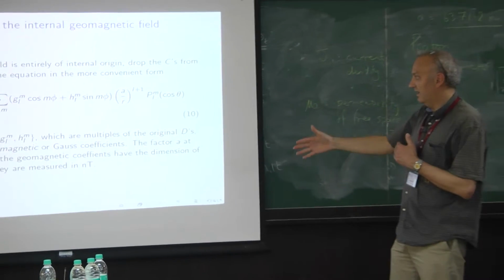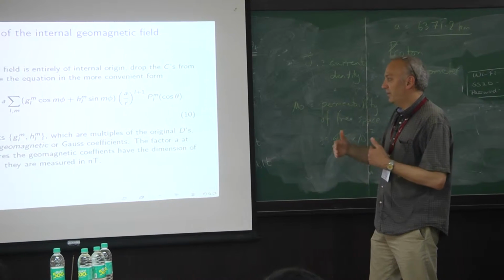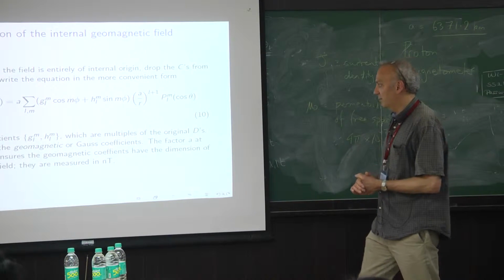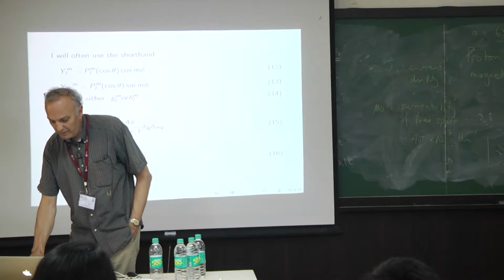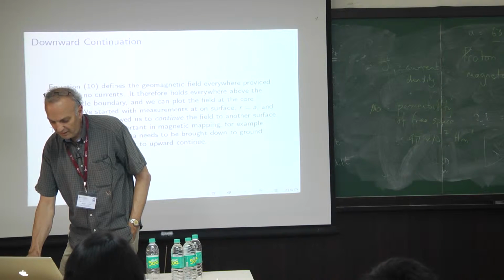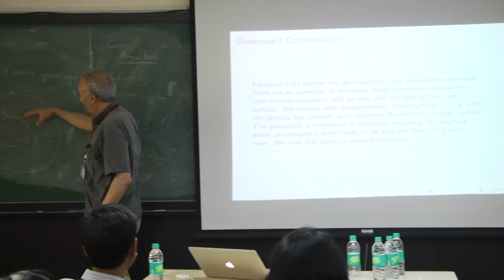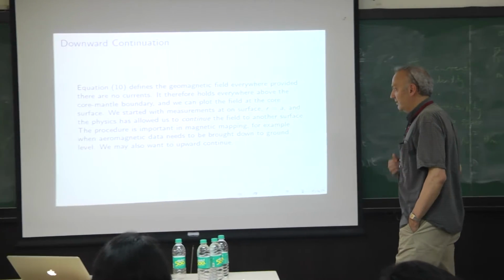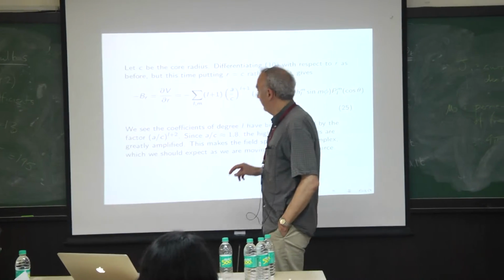The higher L terms are then disproportionately amplified with respect to the low L terms. But that's actually exactly what we need to be able to represent the field at the core surface, because we are then going closer and closer to the source. So actually what we see are smaller and smaller scale structures.